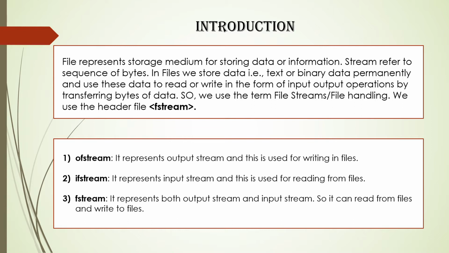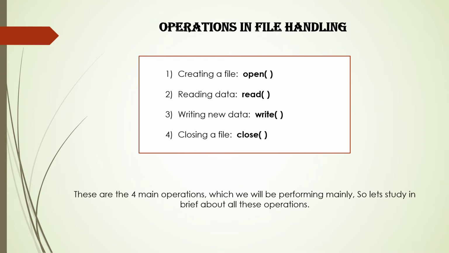Second is ifstream. It represents the input stream, and this is used for reading from files. That is, if you only have to read something from the file, then this is used. And the third is fstream. It represents both input and output stream. That is, it can be used to read from files and to write to files too. If you have to perform both operations, then this is used. That is, we can say it is a combination of both the above two, that is, ofstream and ifstream is equal to fstream.